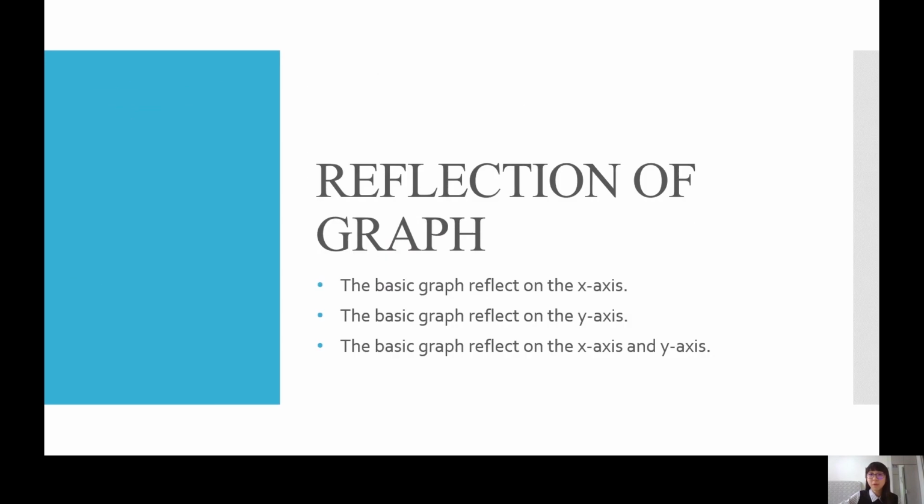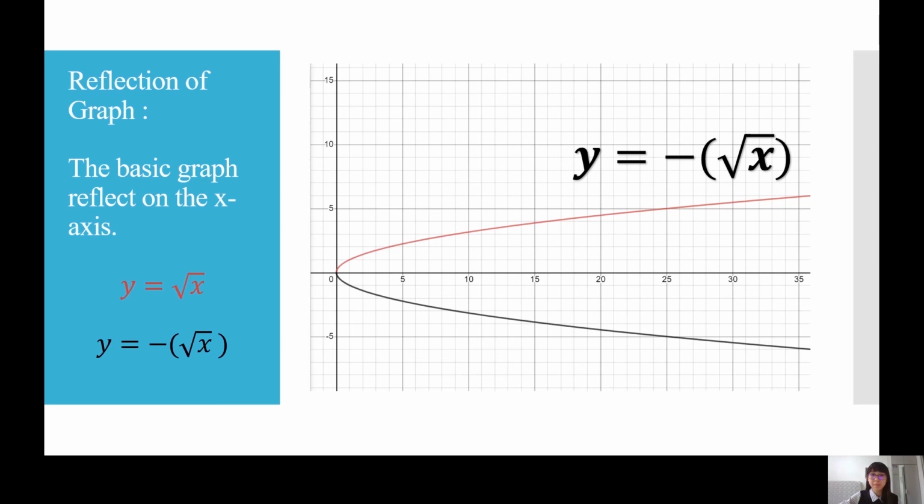Okay, the second type of graph for the square root function is the reflection. There are three types. The first one, the basic graph reflects on the x-axis, the basic graph reflects on the y-axis, and also the basic graph reflects on the x-axis and y-axis. The first one I'm going to show is the basic graph reflected on the x-axis. As usual, the red line graph represents the basic graph and the black line graph is the graph after reflecting the basic graph on the x-axis. And these two will be the equation.